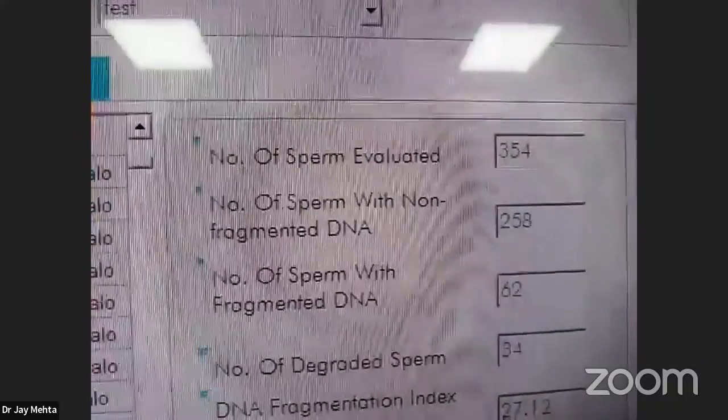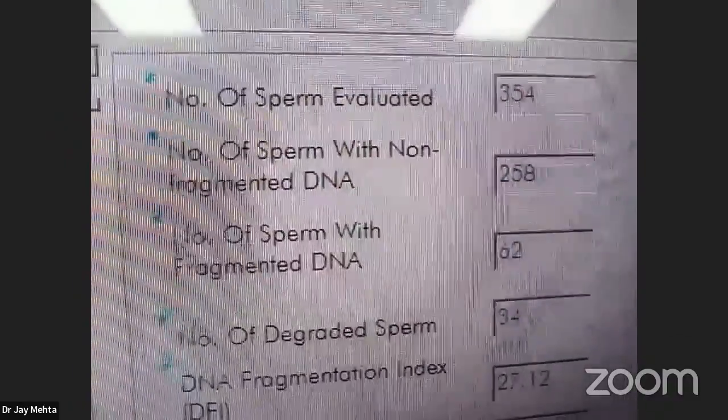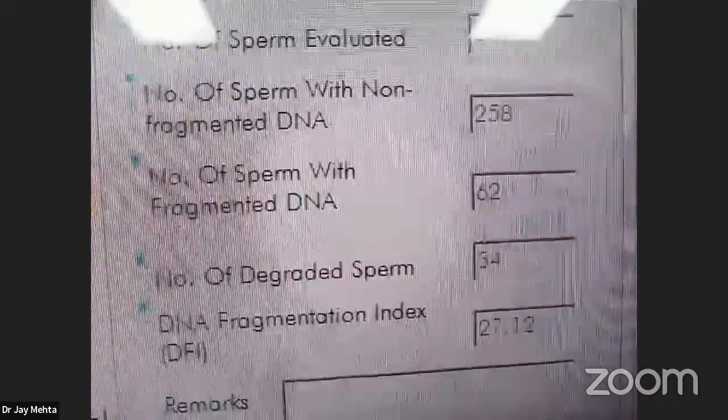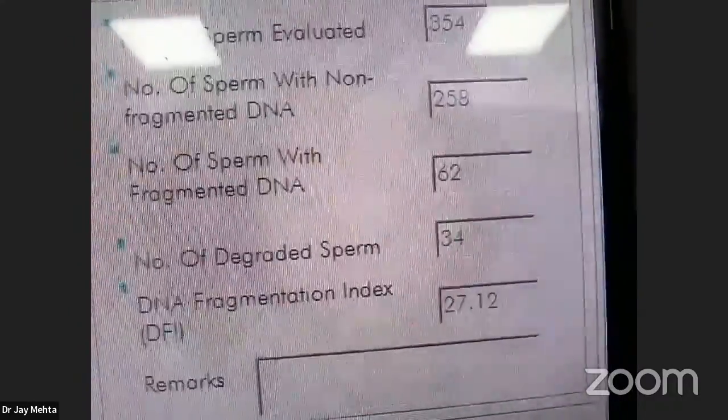Can you see that? The number of sperms which were non-fragmented were 258. The number of sperms which were fragmented were 62 and degraded sperms were 34. So your DNA fragmentation index is 27.12, right? Normally people are going to tell us that DNA fragmentation less than 15 is considered the best, between 15 to 25 is considered equivocal, and when DNA fragmentation is more than 25, it is considered abnormal. All this is right.